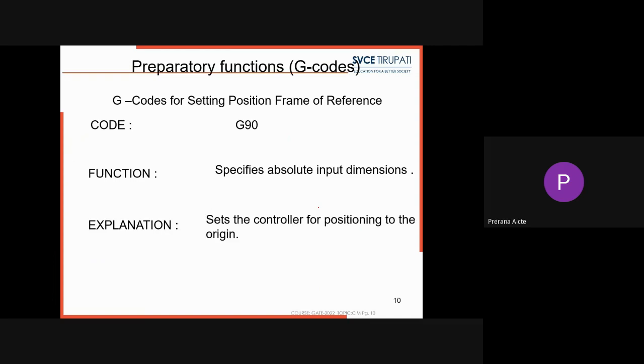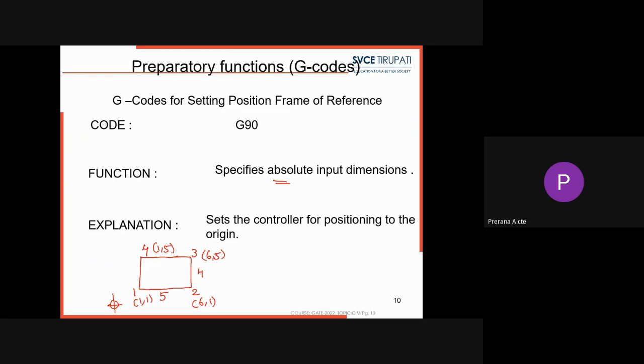Next, G90. G90 is nothing but absolute dimensional input. What is a dimensional input? Suppose you take an object, and this one is the first point, second point, third point, and fourth point, and this one is the default position of the cutter. If each and every point takes the origin as its reference, then it is known as the absolute coordinate system. For example, the coordinates should be 1, 1, then 6, 1, then 6, 5, and then 1, 5.